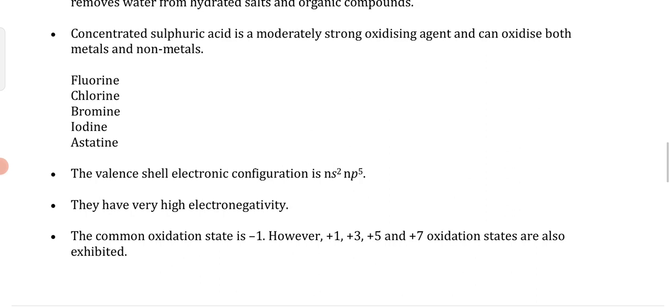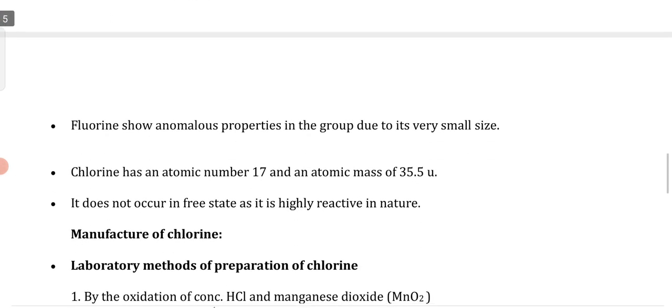The common oxidation state is -1. Sometimes for chlorine, bromine and iodine, +1, +3, +5, +7 are also possible. Fluorine can show anomalous properties because it is very small in size, it does not have any vacant d orbital, and it has a very high electronegativity. So some abnormal properties can be shown in the case of fluorine. Chlorine has atomic number 17 and atomic mass 35.5 u, and it does not occur in the free state as it is highly reactive in nature.